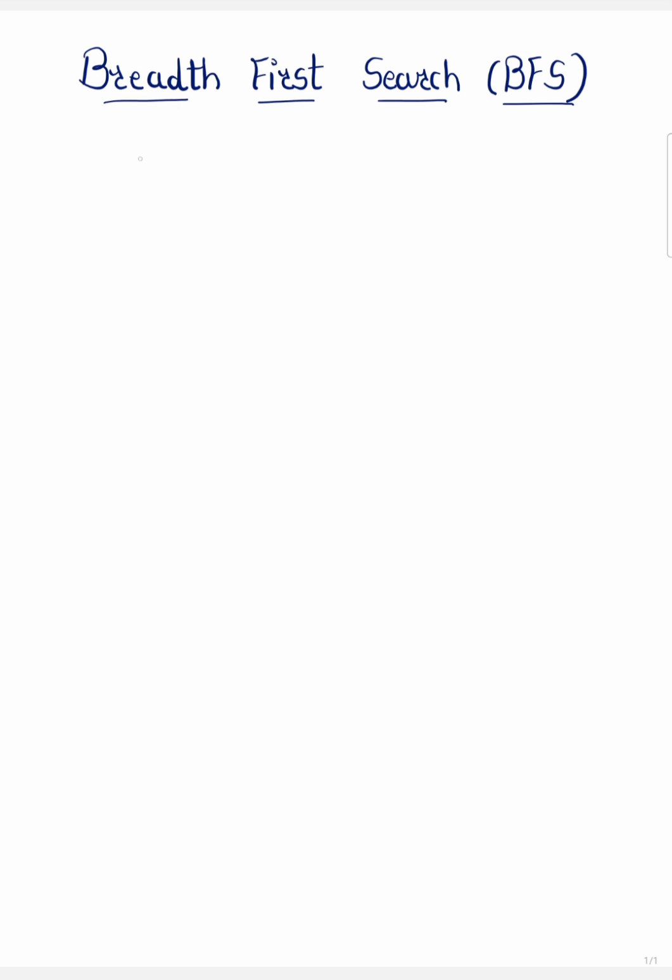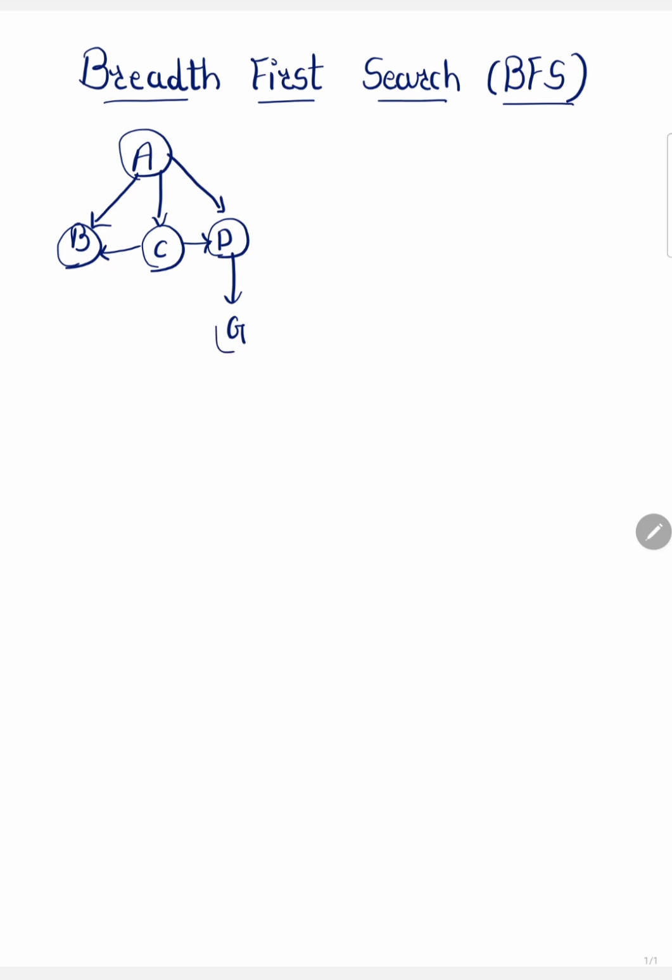Let me have one graph. This is a directed graph, but not a weighted one, right? So I'm taking one graph, and these are the directed edges, and what we need to do is find the traversal using BFS. There is one more method called depth first search, DFS. I'll explain that in the next video lecture.